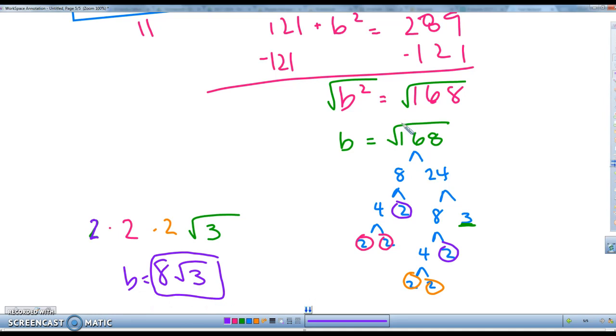And that would be my answer for what b is equal to. Okay? So if you get something that can't be square rooted evenly, break it down and see if we can get an answer like this. Okay?